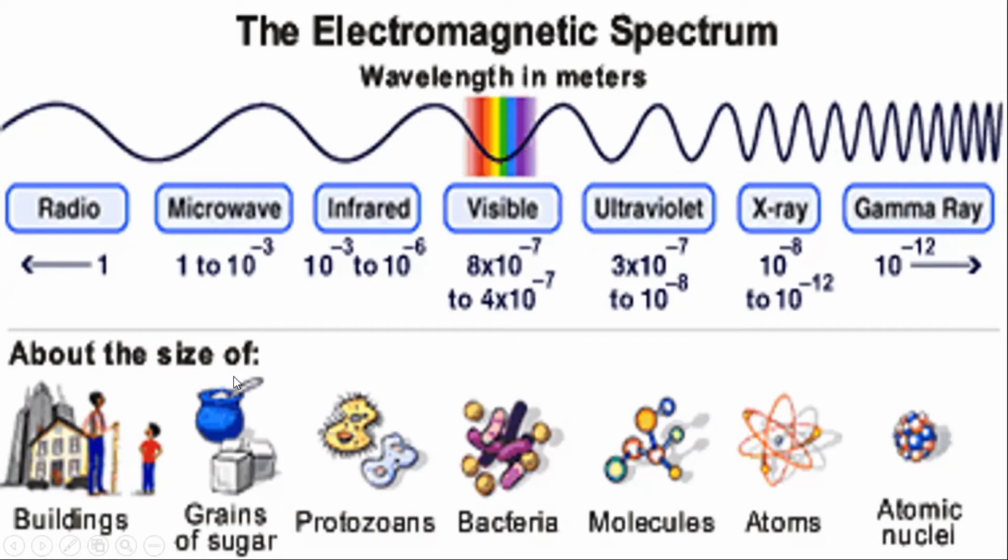Based on their size, you may describe the radio wave as the same size as buildings, while the microwave is the same as grains of sugar. Infrared is the same as protozoans or microorganisms. Visible light, bacteria. Ultraviolet, the size of molecules. X-ray, the size of an atom. And gamma ray, the atomic nuclei.